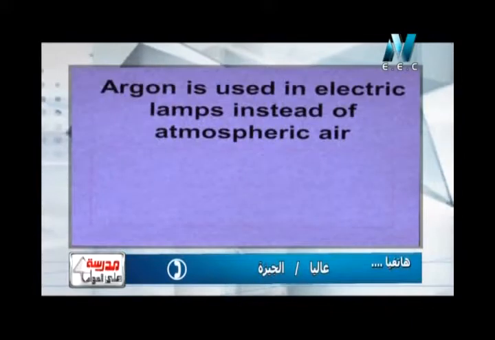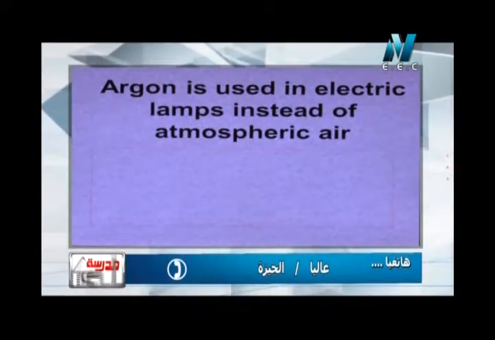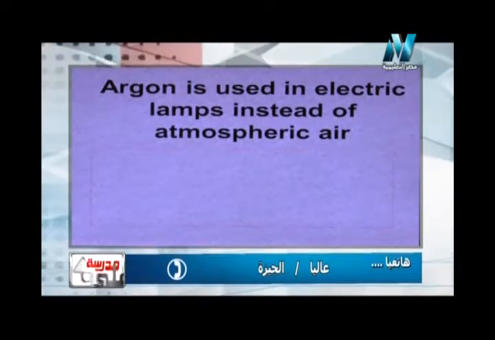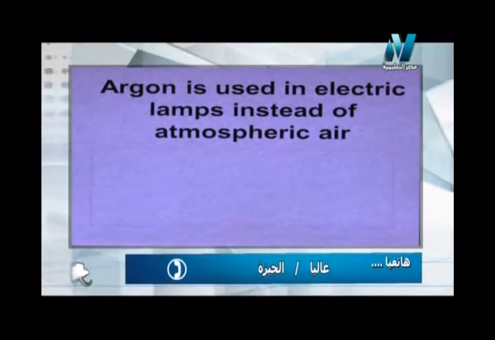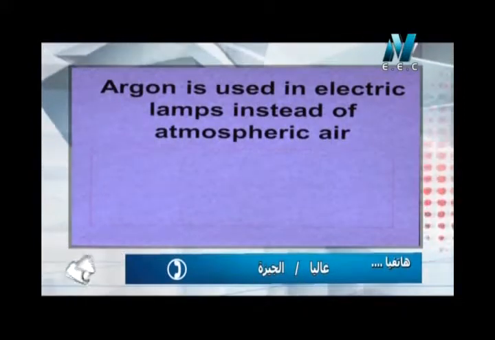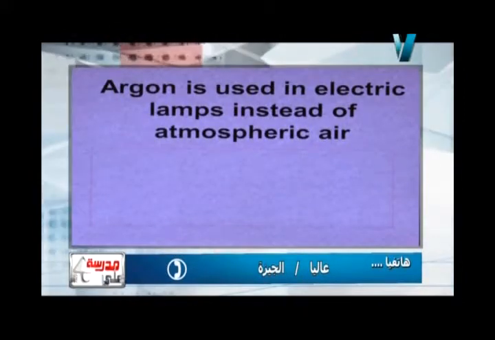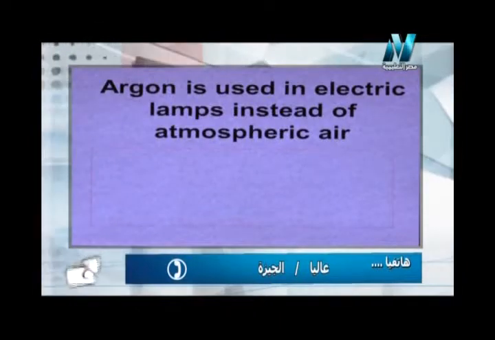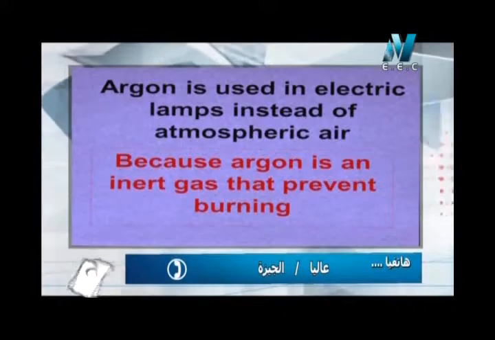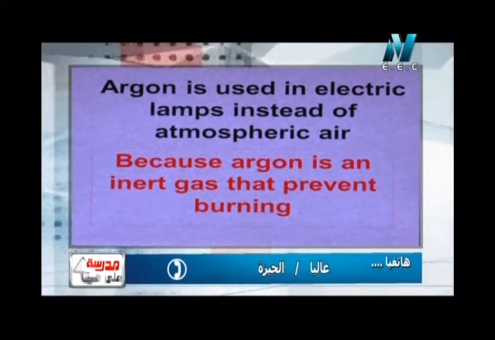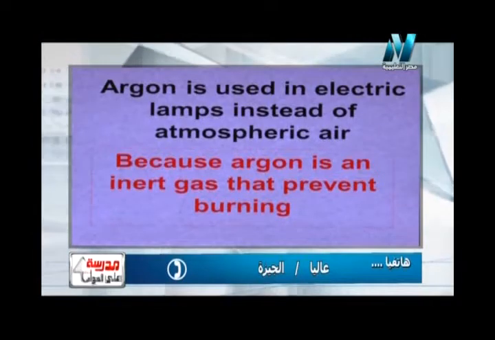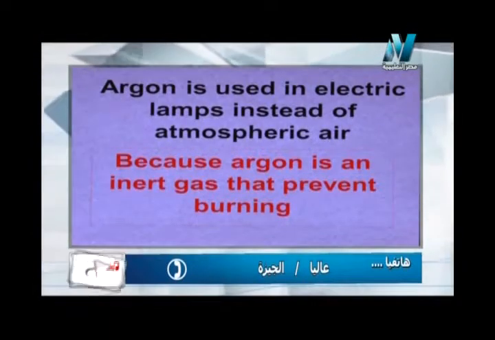Another question for you, Alia. Argon is used in electric lamp instead of atmospheric air. That's a give reason question again. Give reason we use argon in electric lamp instead of atmospheric air. To protect the filament from burning and increase its lifetime. Okay, Alia, to protect the filament, because argon is an inert gas that prevents burning, and your answer is correct also.